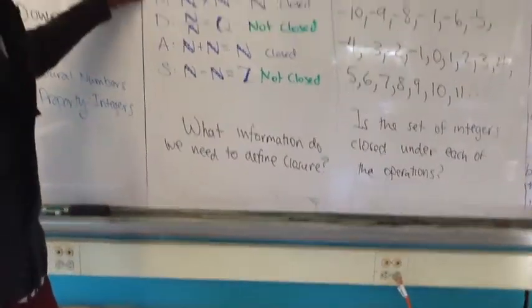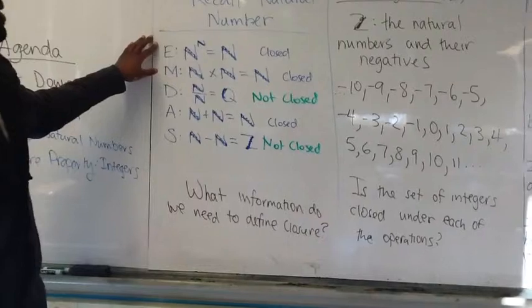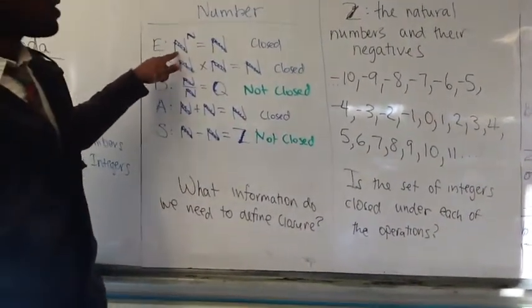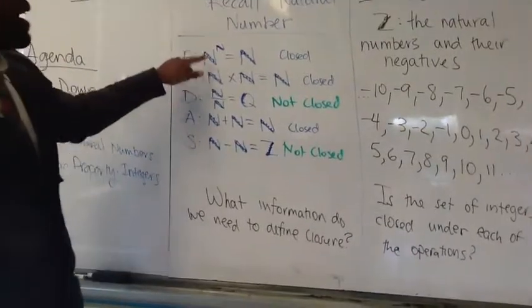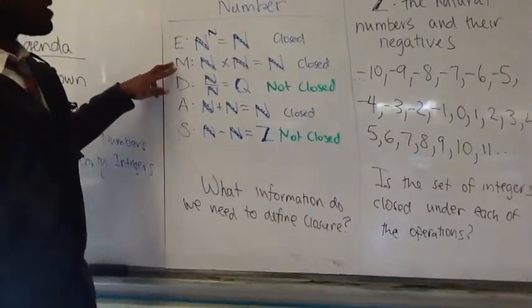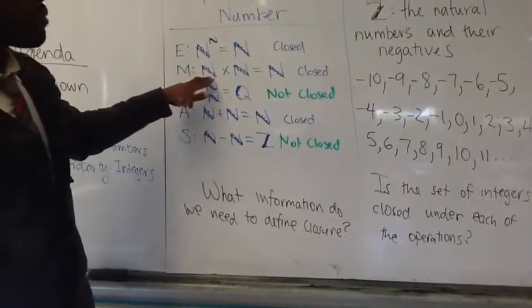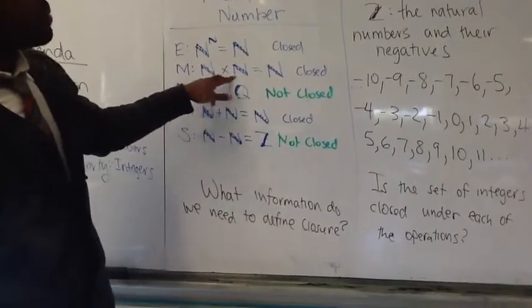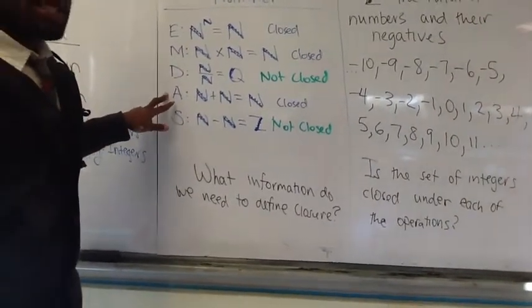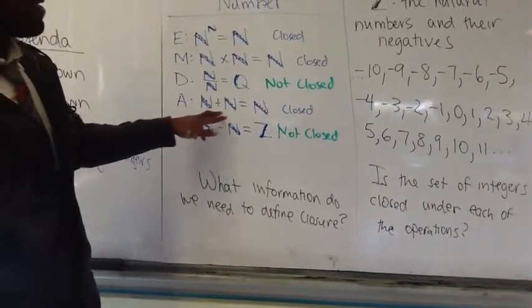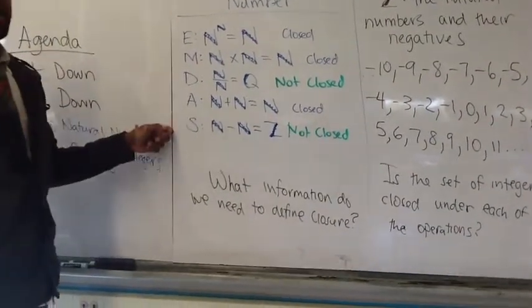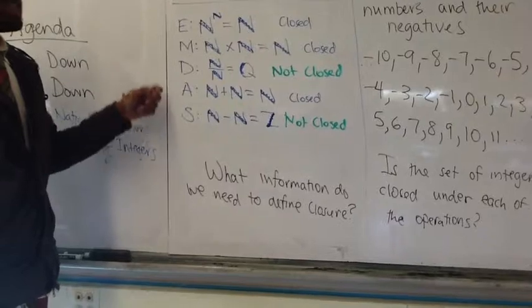If we return back to these examples here, we see that everything is abbreviated, but the natural numbers are closed under exponents because a natural number to a natural power is a natural number. The natural numbers are closed under multiplication because the product of natural numbers is natural. They are closed under addition because the sum of natural numbers is natural. And they're not closed under these two operations because the result is not natural.